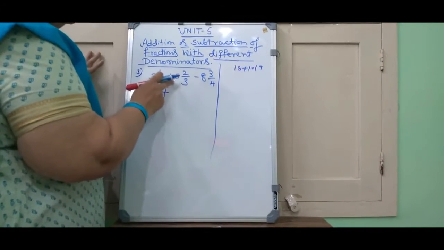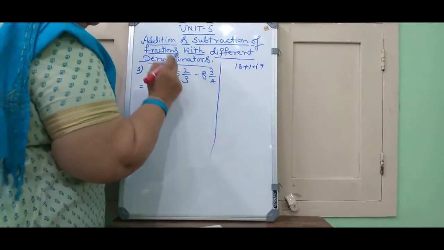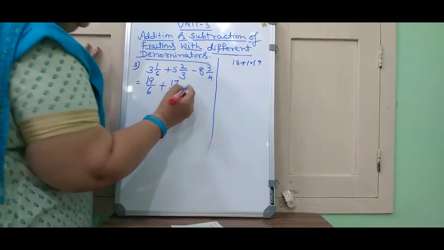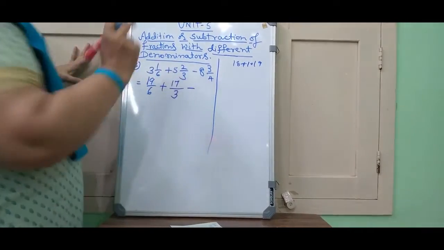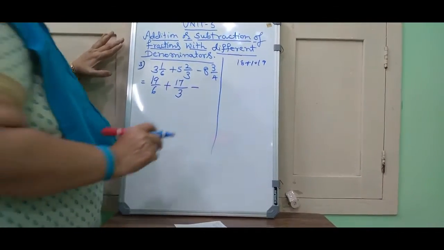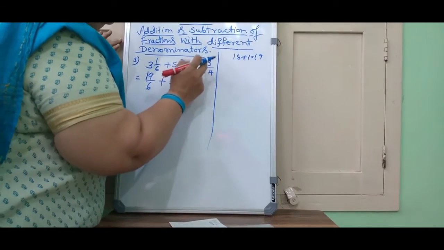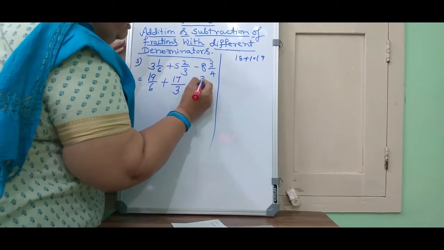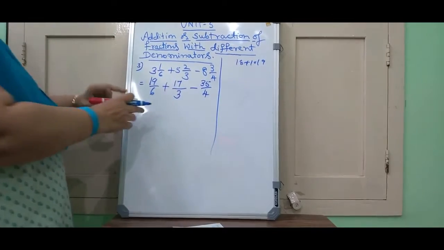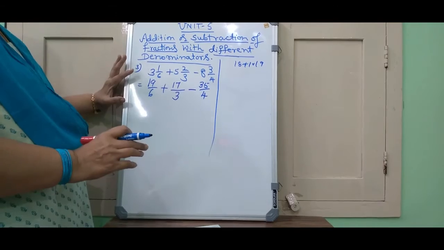Then let us go to the next one. 5 3s are 15 plus 2 will be 17 by 3. And next is minus, so write the minus sign only. Be very careful while writing the signs. Then 8 4s are 32 plus 3 will be 35 by 4. The denominators are 6, 3 and 4. So now we have converted the mixed fractions into improper fractions.